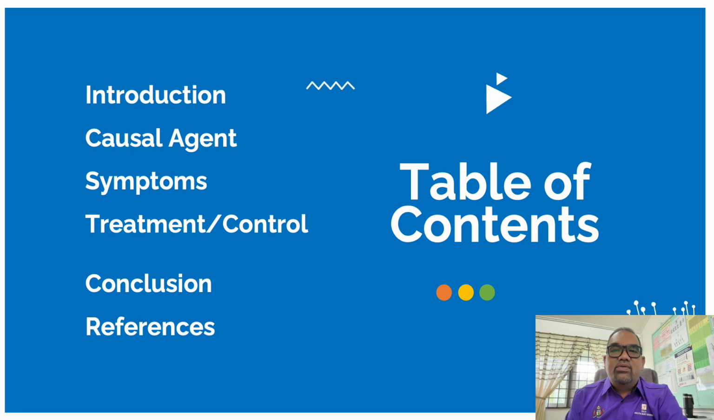Here's an overview of what I'll cover today. We'll start with an introduction to the rubber tree and its significance, then discuss the causal agent of the disease, followed by its symptoms, treatment and control measures, and finally conclude with a summary.